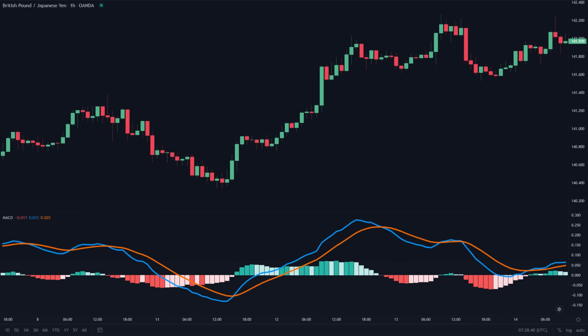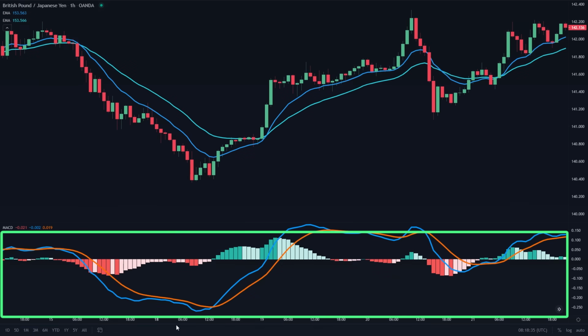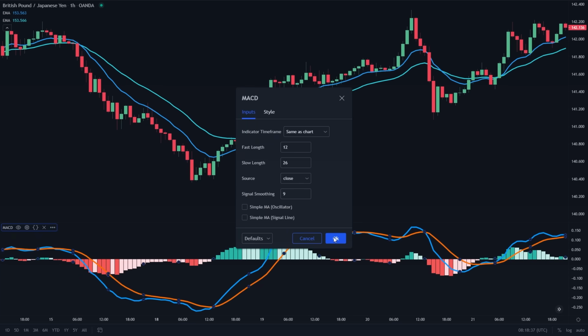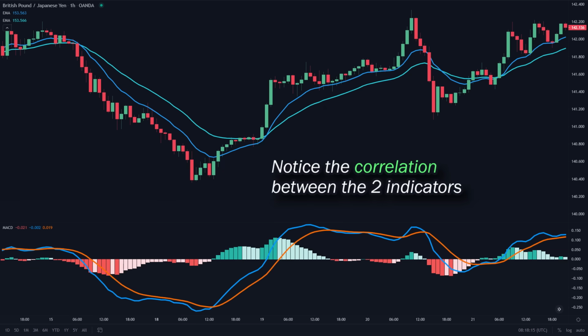Now, we've already established that the MACD is based on moving averages, and so the question is, why should you use the MACD and not the moving average? Well, let me give you a quick comparison. Here we have the MACD set to default settings, 12 and 26. And over here, we also have two exponential moving averages set to the same values as the MACD, which are 12 and 26. Notice the correlation between the two indicators.